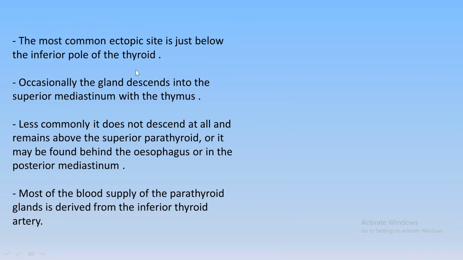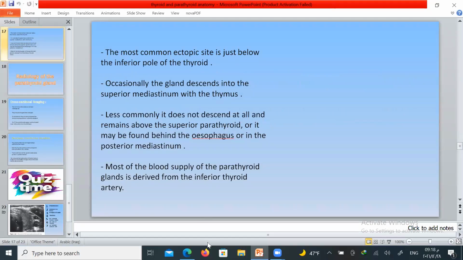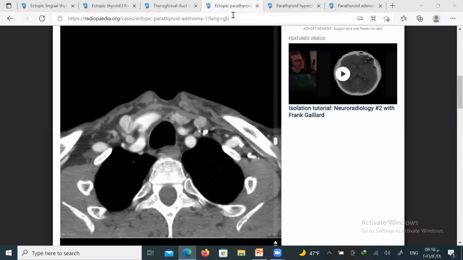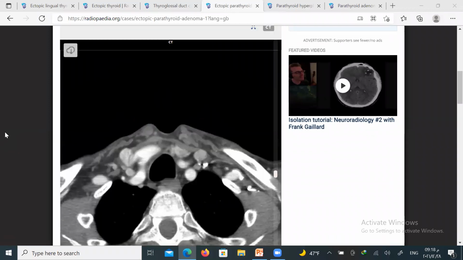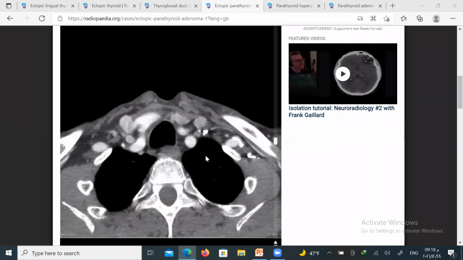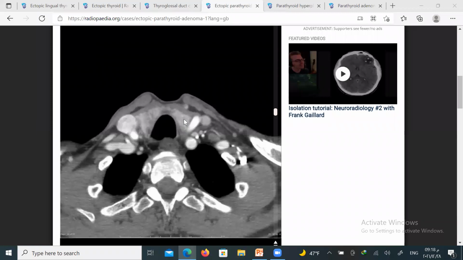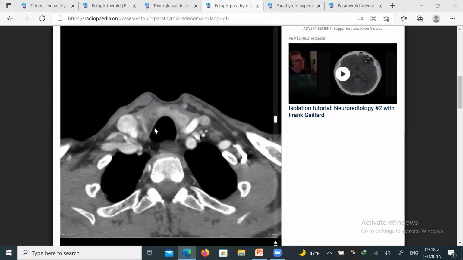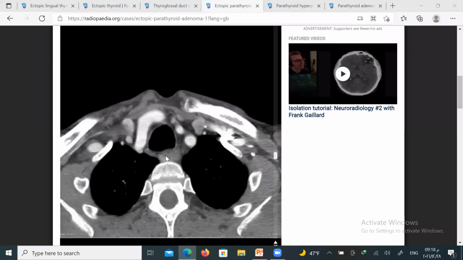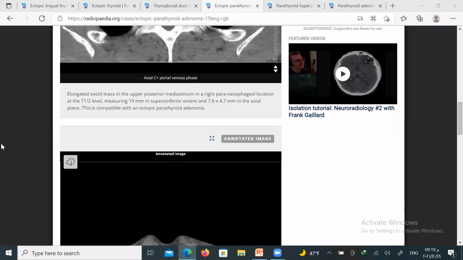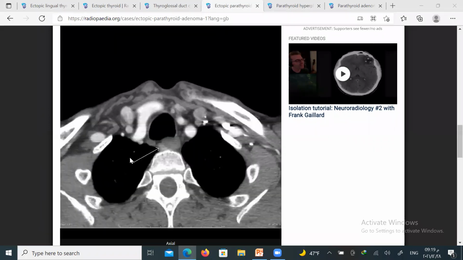So let's see a case on the ectopic parathyroid. This is an axial CT scan of the patient in which you can see clearly the thyroid gland, and below it we can see this nodule is the ectopic parathyroid as seen in this image with this label. This is the ectopic parathyroid gland.